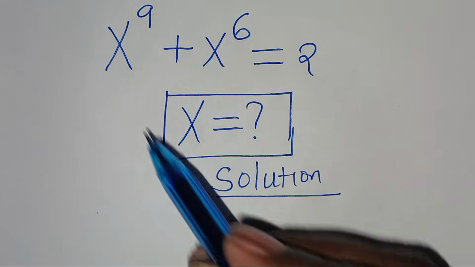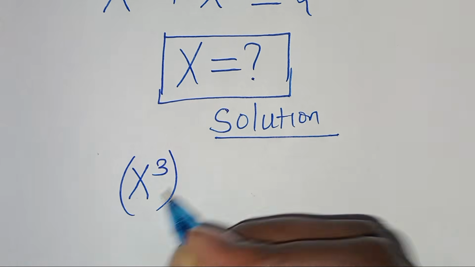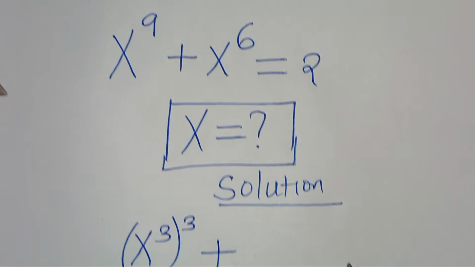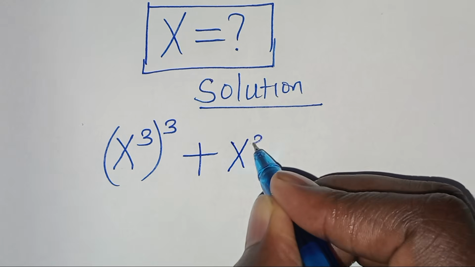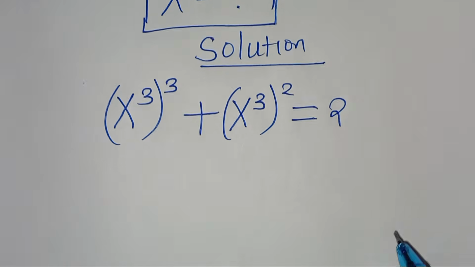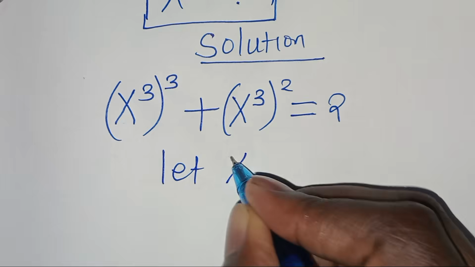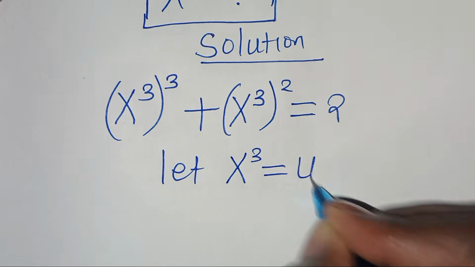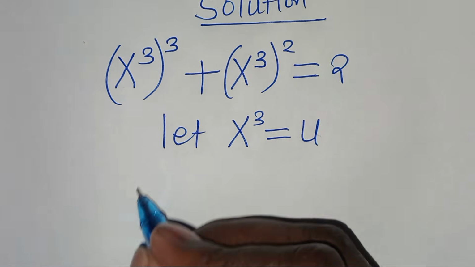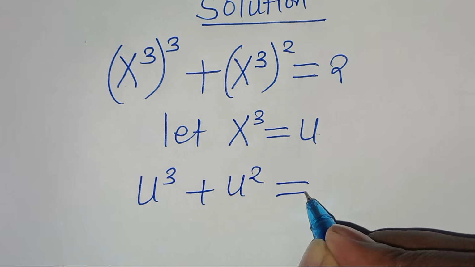So we can express x to the power of 9. This is the same thing as x to the power of 3 raised to the power of 3, then plus x to the power of 6, which you can express as x to the power of 3 raised to the power of 2. This is equal to 2. x to the power of 3 is common here, so we can let x to the power of 3 be equal to u. Now let's substitute u in this equation so that we have u to the power of 3 plus u to the power of 2. This is equal to 2.